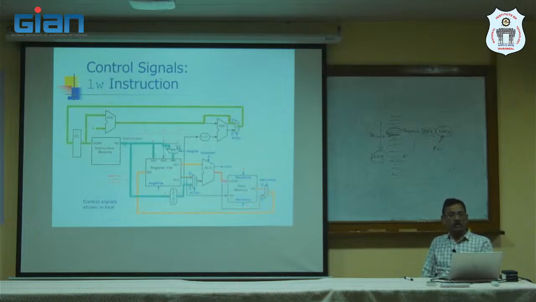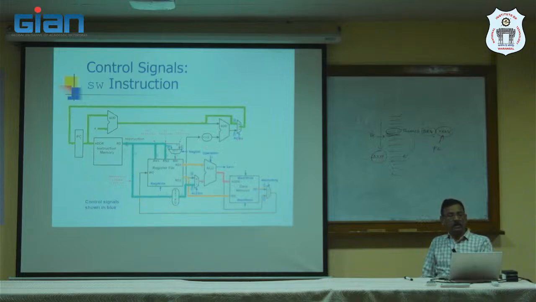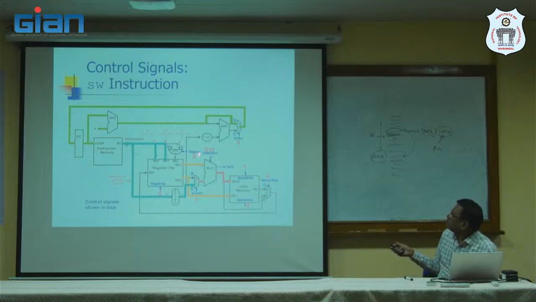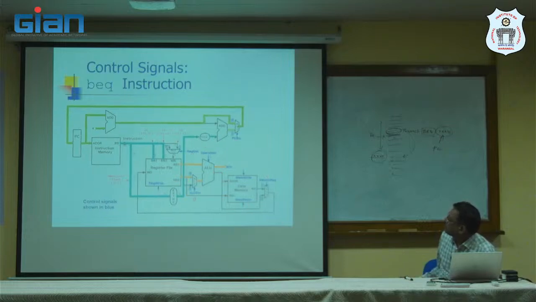Similarly, the control signals for load word, then the control signals for store word. This is the store word, 0, 1, 0 is selected. Okay. Then next, coming to branch on equal.